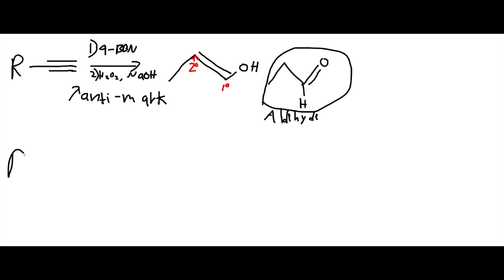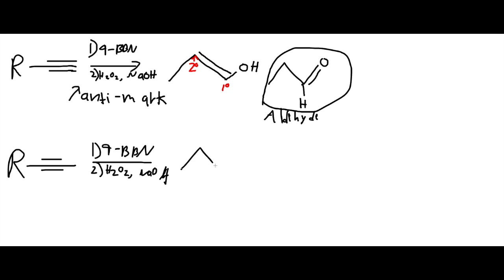Now let's redraw the structure, but differently. Now the triple bond is in the middle. This time it's still reacting with the same reagents, 9-BBN and H2O2, NaOH. So redraw it and make an enol. This time we're going to have 4 carbons, because there's 1, 2, 3, and 4. This had 1, 2, 3. So our R group would actually count as a carbon. I forgot to write it over here.